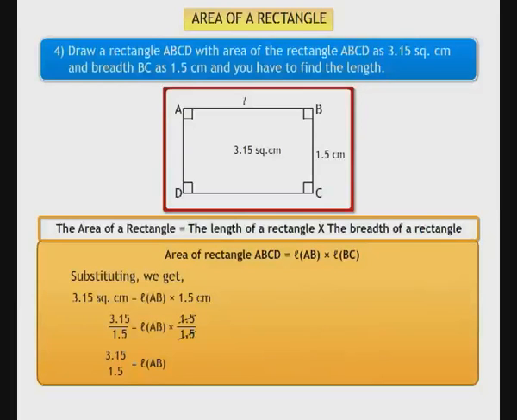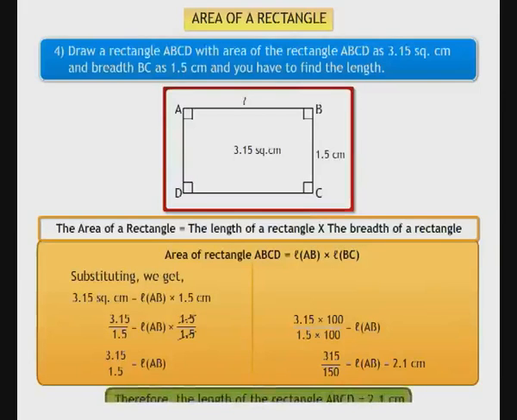Now, let us learn how to find out the area of a square. What is a square? A square is also a four-sided figure with all its sides equal. That is, equal length and equal breadth, and each angle measures 90 degrees. Let us solve some sums on square. 1. Draw a square ABCD having its sides measuring 25 centimeter and find its area.